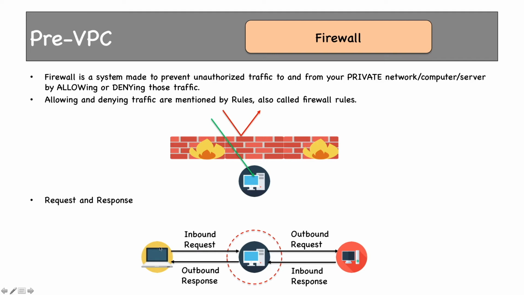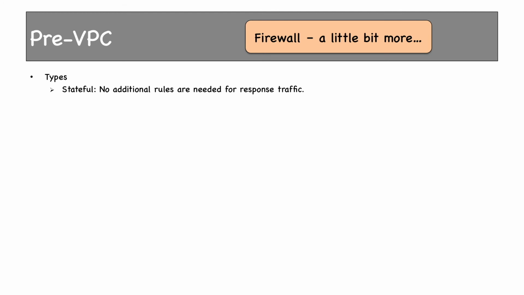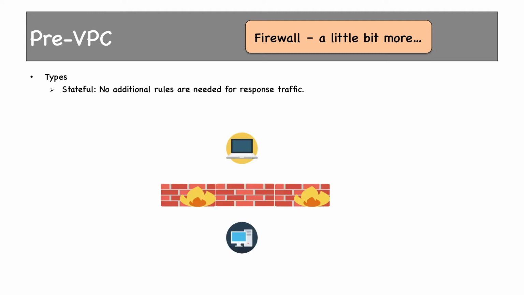Having explained requests and responses, let's see the types of firewalls. First one is stateful. It says that no additional rules are needed for response traffic. In a stateful firewall, you only define rules for request traffic. No rules are needed for response. These are the same hosts, but we have placed a firewall in front of the blue host. If we allow an inbound request from yellow, then the outbound response for that request is allowed by default.